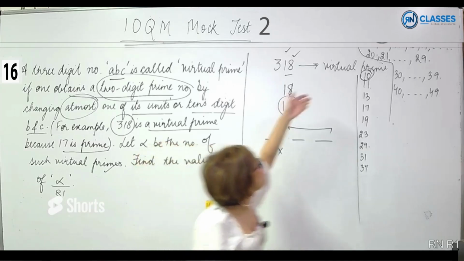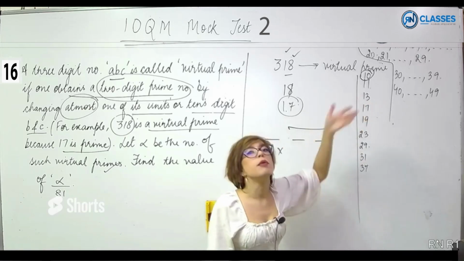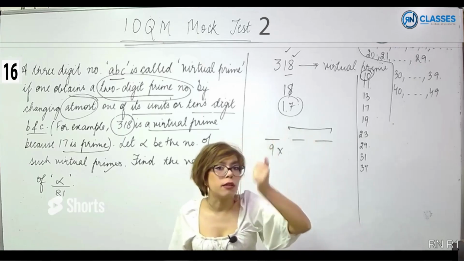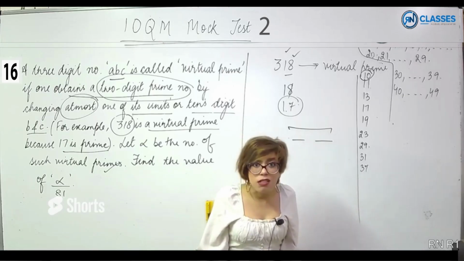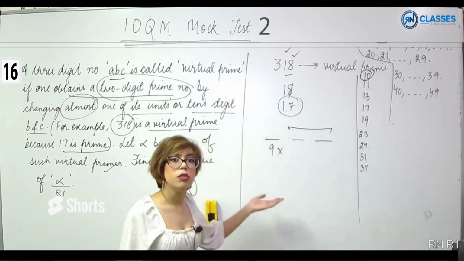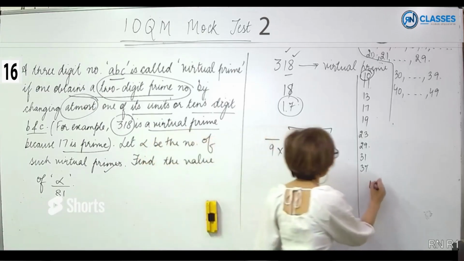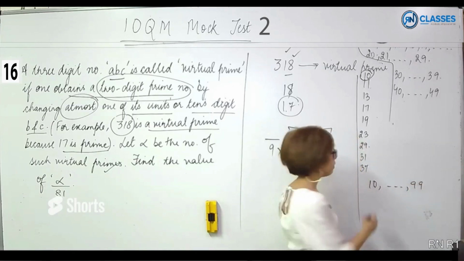Right? Because in all the tens, from 11 to 20, you have a prime number. From 21 to 29, you have a prime number. From 30 to 39, you have a prime number. So in chunks of 10, you have a prime number anyways. That means any 2-digit number you take, you will get a virtual prime. How many 2-digit numbers are there? From 10 to 99, how many 2-digit numbers are there? 90.